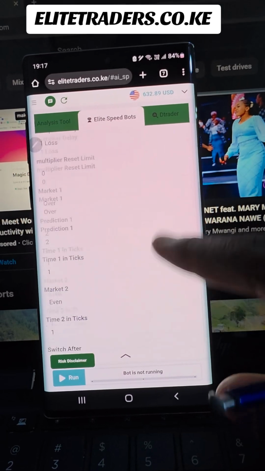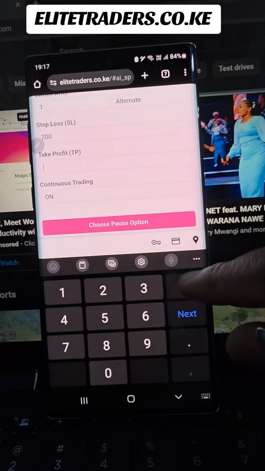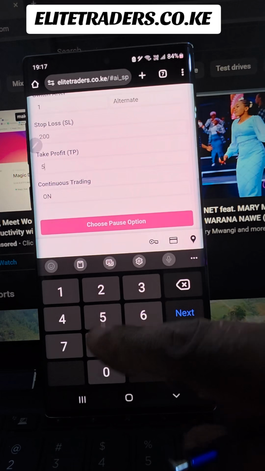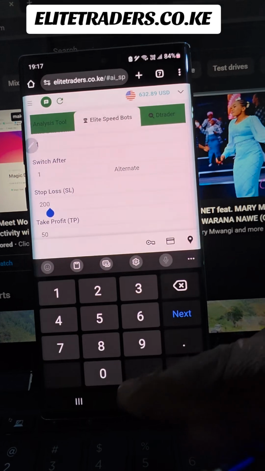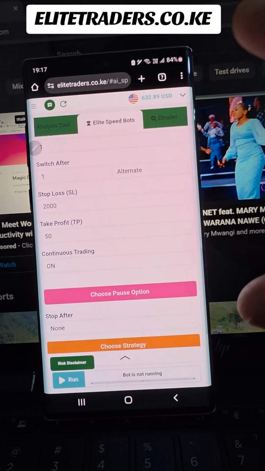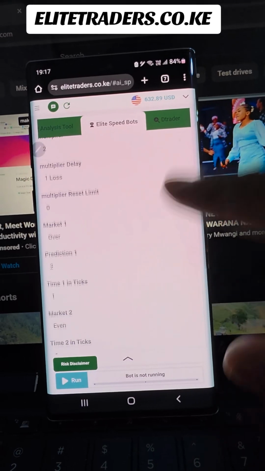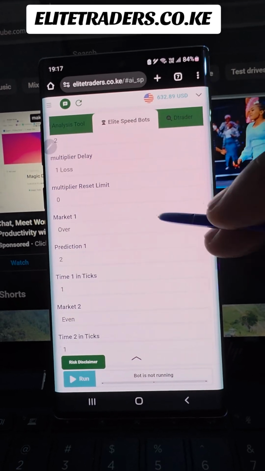If I'm staking $20, your target profit should always be double your stake, or even something less than that. But in this case, let me just do $50. I will increase my stop loss. The most important part is where the power of this robot lies, so I'll explain that in detail.